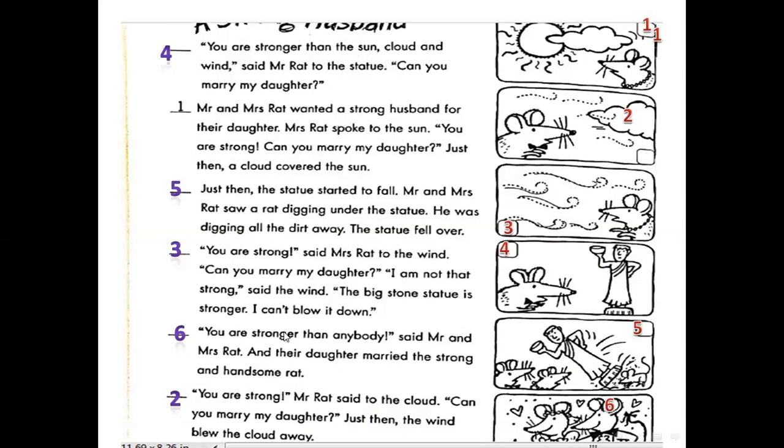Number 6, you are stronger than anybody, said Mr. and Mrs. Rat. And their daughter married the strong and handsome rat. This is number 6. The story is only for fun and learning some vocabulary. It will not be in the final exam.